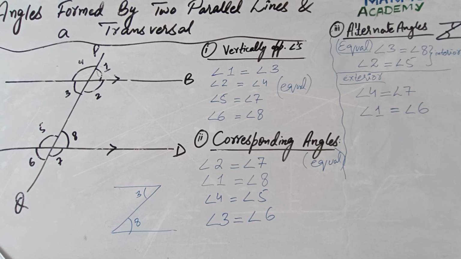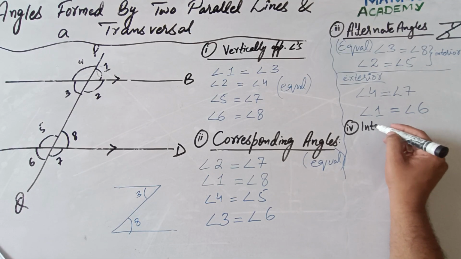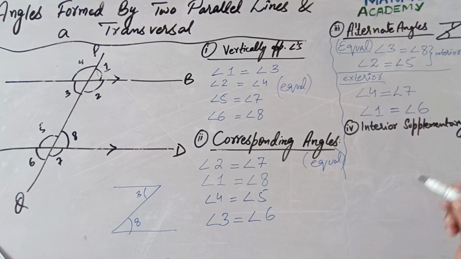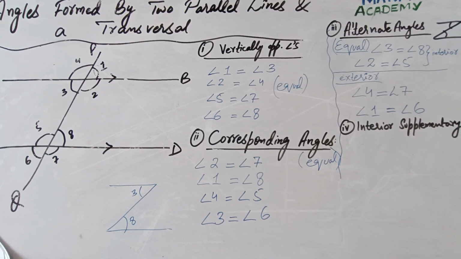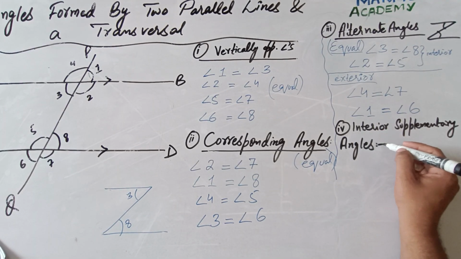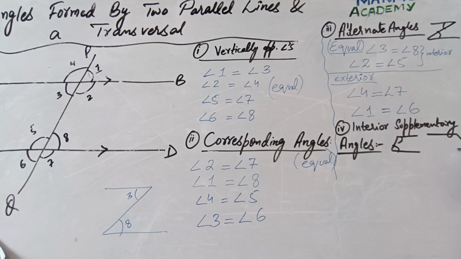Now the last type is interior supplementary angle. The fourth type, interior supplementary angle. Supplementary, this word is very important. Interior supplementary angles can be identified by the letter C. This C can be like this and it can be like this. Again, the condition is that these two lines must be parallel with each other. It means that this is the transversal.